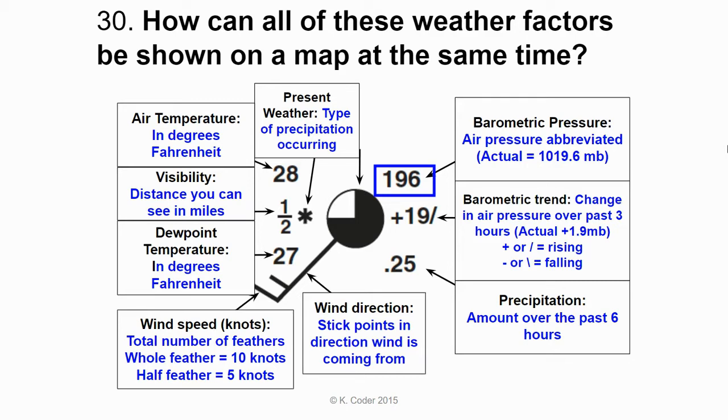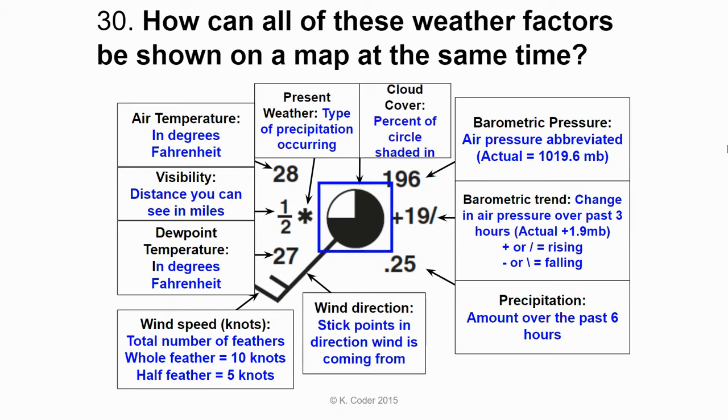However, it's abbreviated. So the actual air pressure here is 1019.6 millibars. Oh, almost forgot, ladies and gentlemen, this circle in the center actually represents the amount of cloud coverage in a specific area. So the percent of the circle that's shaded in, that's covered in clouds. And in this particular station model, 75% of the visible sky is covered with clouds.